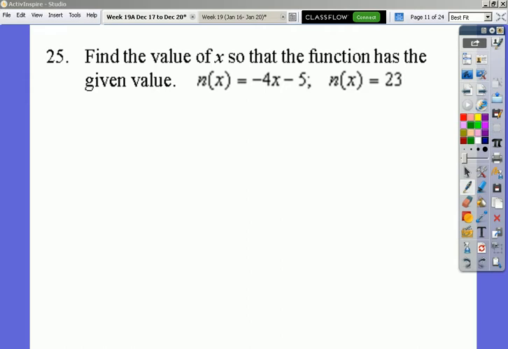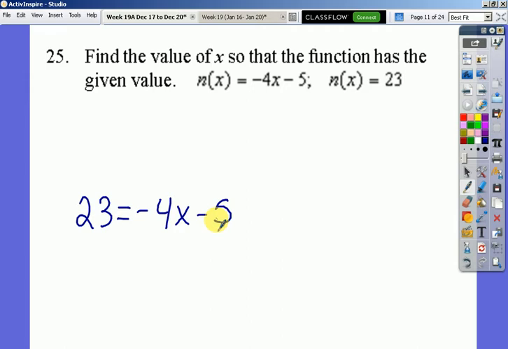So it says find the value of x so that the function has a given value. What do we do? Plug in 23 for n of x, right? So 23 equals negative 4x minus 5, and then what do we do? Somebody other than the same person who's whispering. Oh, wait, you know what you do? You put negative 23 4x times negative 4. Wait, what? So you'll plug 23 into x. No. I change. Okay, no. You add 5 and then divide it.